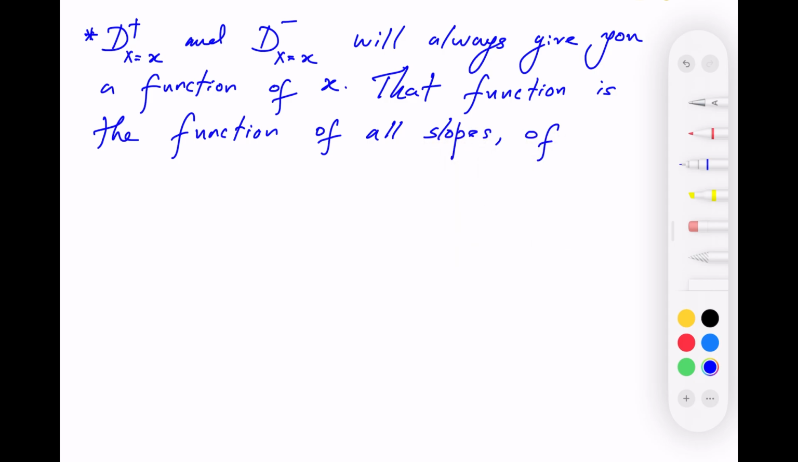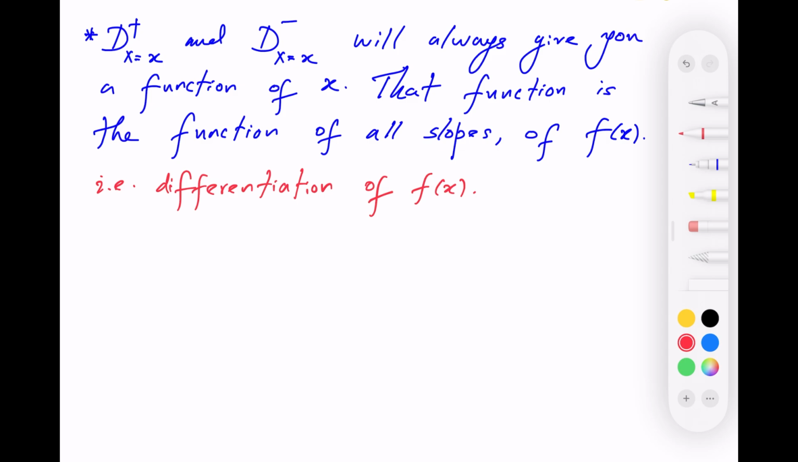Of the original function f of x. When we say the function of all slopes of an original function f of x, it is called the differentiation of that original function f of x. So mathematically speaking, it is called the differentiation of f of x.